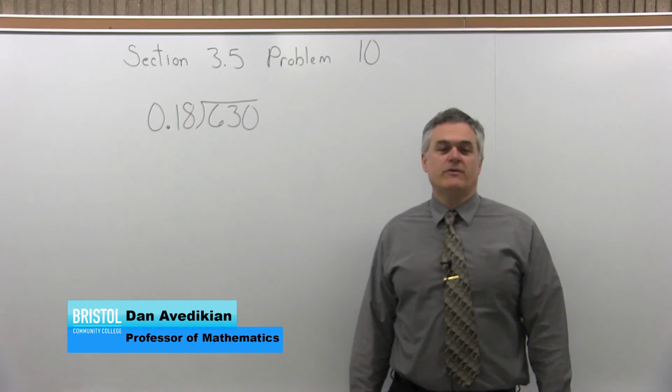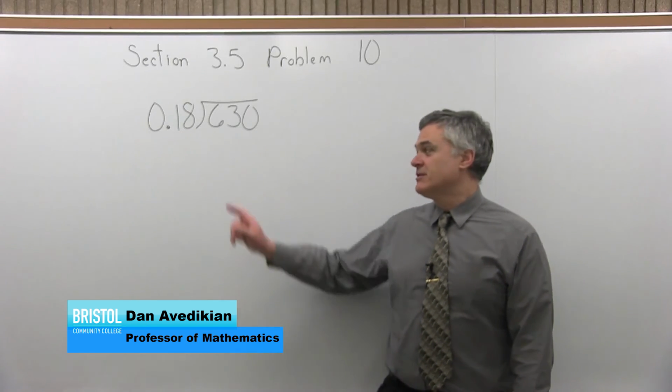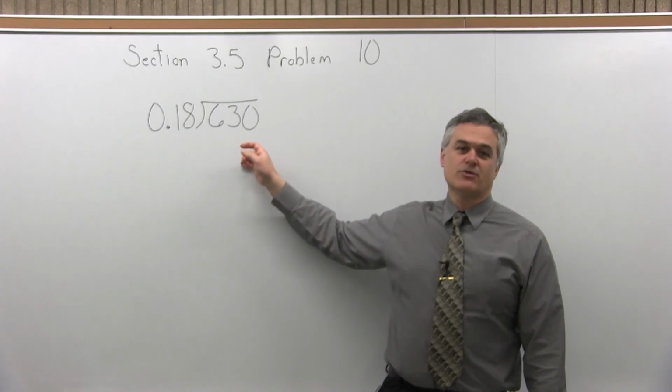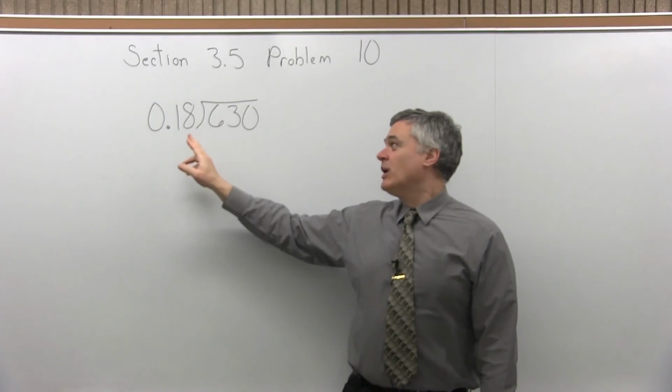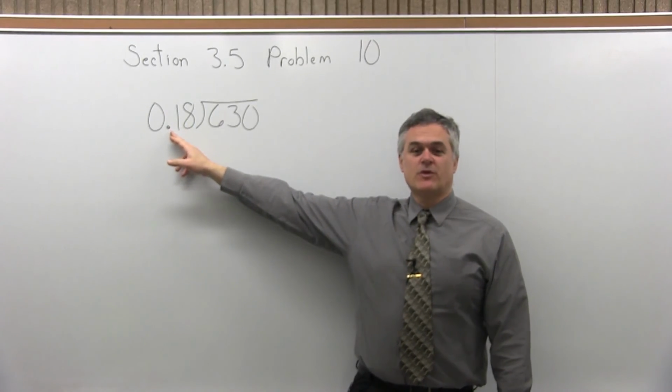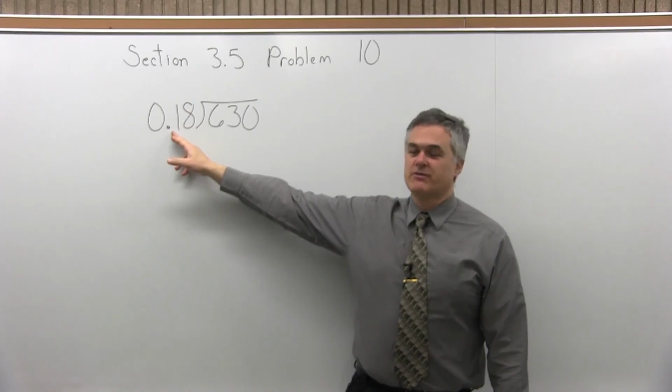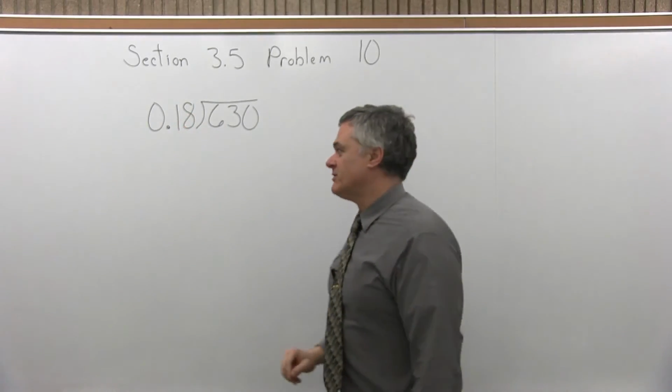This is Section 3.5, Problem 10. What we have is 0.18 divides into 630. How many times? Well, the decimal for the number in front, or divisor, is the problem. We have to rewrite this so that I don't have a decimal in front.